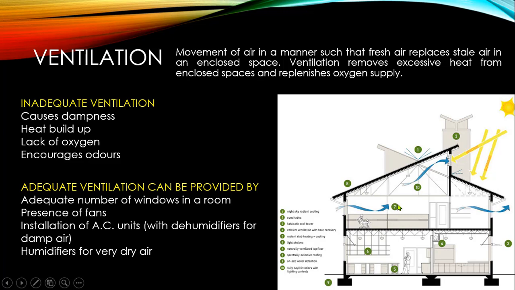Now when the cool air comes in, it falls to the bottom because cool air is more dense. The cool air sinks to the bottom where it heats up again and then is lost through the top. So convection currents are formed within the home as well. So what is going to happen due to inadequate ventilation? Let's say there were no vents at all, there would be dampness, heat buildup, lack of oxygen, and it will encourage odors. Adequate ventilation can be provided by an adequate number of windows in a room, the presence of fans, installation of AC units with dehumidifiers for damp air, and you can also have humidifiers for very dry air.